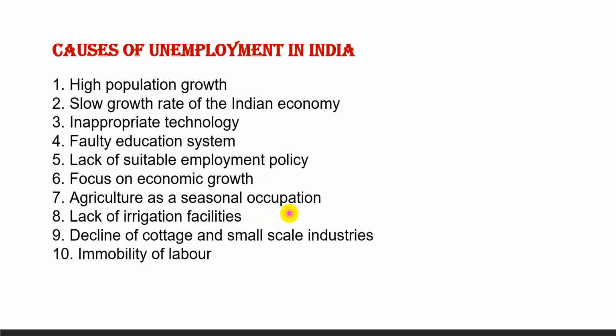Agriculture as a seasonal occupation. In India, agriculture is not so developed or diversified. It provides some seasonal work. Hence, workers remain unemployed during the lean season. Lack of irrigation facilities. In India, there is lack of irrigation facilities and hence agriculture is not diversified. Farmers do not get jobs throughout the year. Hence, a large number of small and marginal farmers and landless laborers remain unemployed in some seasons. That is the cause of underemployment or seasonal unemployment.